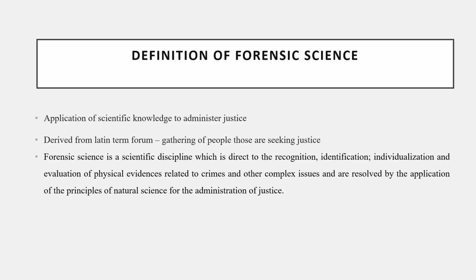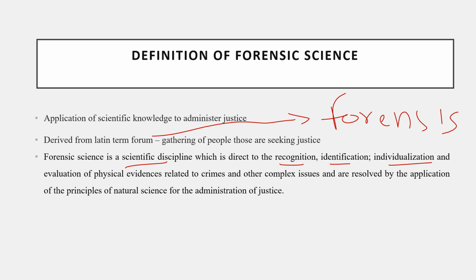So forensic science is nothing but the application of scientific knowledge for justice. So it is derived from a Latin term forum or forensis, which means nothing but gathering of people to seek justice. So forensic science is a scientific discipline which is directed to the recognition, identification, individualization and evaluation of physical evidences that are related to the crime scenes, to resolve by the application of principles of natural sciences. Natural sciences that include physical sciences, chemical sciences, and biological sciences to administer justice.